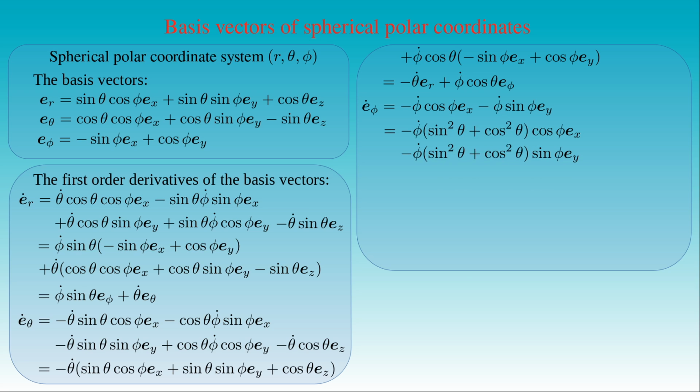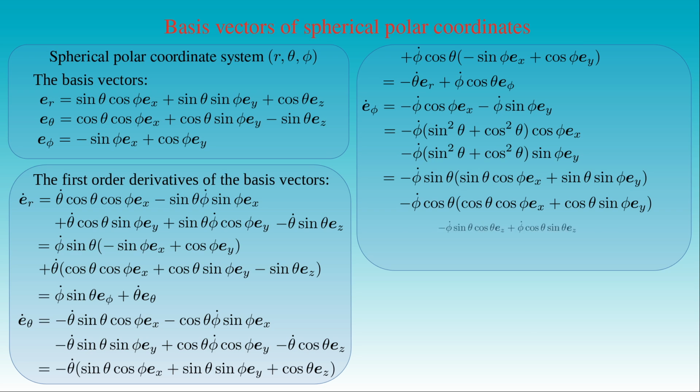Then we can factor out the expression minus phi dot times sine theta, which gives minus phi dot times sine theta times the sum of sine theta times cosine phi times ex and sine theta times sine phi times ey. If we factor out the expression minus phi dot times cosine theta, we obtain minus phi dot times cosine theta times the sum of cosine theta times cosine phi times ex and cosine theta times sine phi times ey. Finally, we can also subtract the expression phi dot times sine theta times cosine theta from the derivative and at the same time add to it. Then the first and the third terms in the right-hand side give minus phi dot times sine theta times er, and the second and the last terms give minus phi dot times cosine theta times e theta.